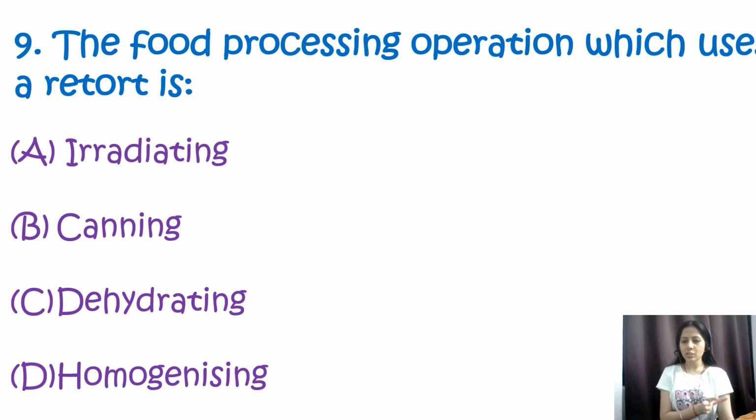We know a retort is a pressure vessel that is used in the canning process to heat food in sealed containers to sterilize them, which can lead to extended shelf life. This process destroys harmful microorganisms and enzymes, and ensures the safety and preservation of the food products. That is why the food processing operation which uses a retort is mostly canning. That is option number B, my correct option.